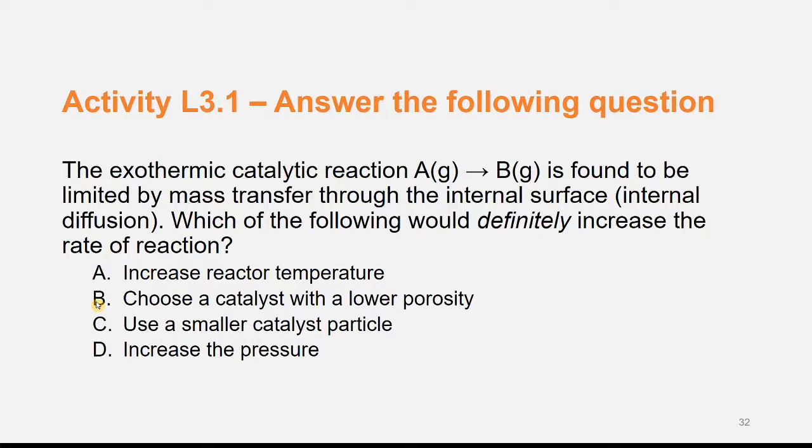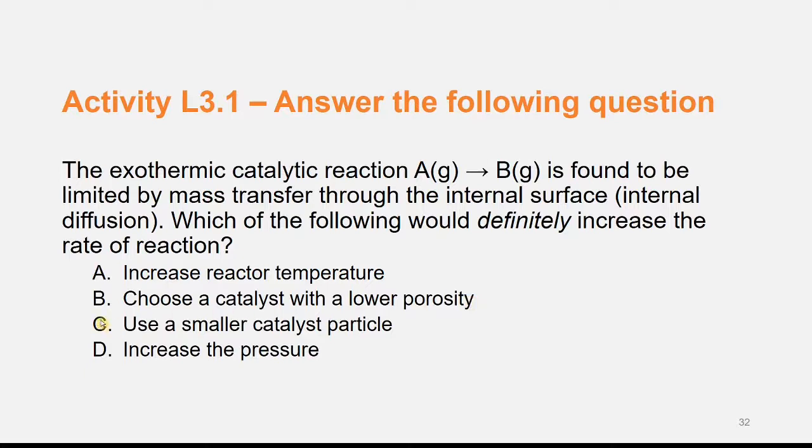So for B, if we have a catalyst with a lower porosity, then there are fewer pores and a lower surface area for the reaction. The effective diffusivity is also proportional to the porosity, so that will decrease too. So we will make things worse.